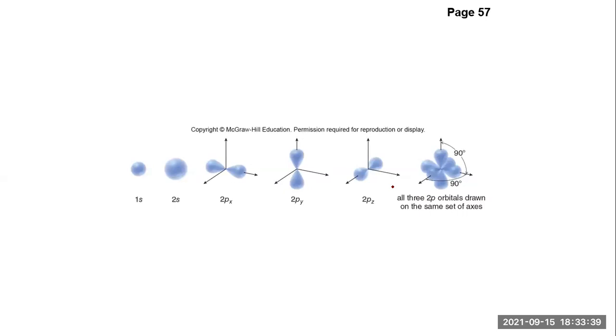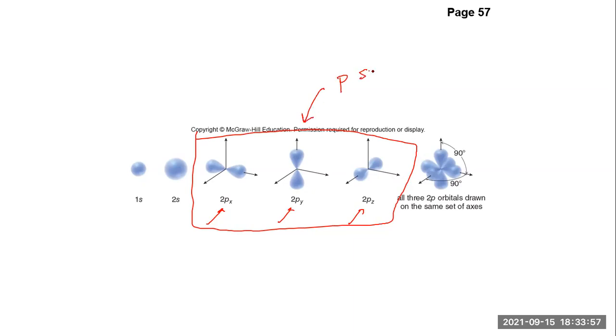Here's what I was talking about, much nicer drawn than what I did. The px, the py, and the pz orbital. Again, they're just really the same shape, but in different locations in three-dimensional space. And all three of those together are what are referred to as a p subshell or p sublevel. And again, basically put 2 electrons in this guy, 2 electrons in this guy, and 2 electrons in that guy as well. Any questions on that there?